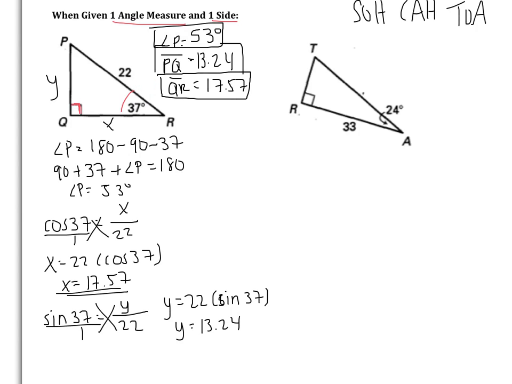Okay, so angle P is 53 degrees. PQ is 13.24, and then QR is 17.57. Sorry that my handwriting is not so great. I'm using a new pen, which is why it's a little difficult for me to write.